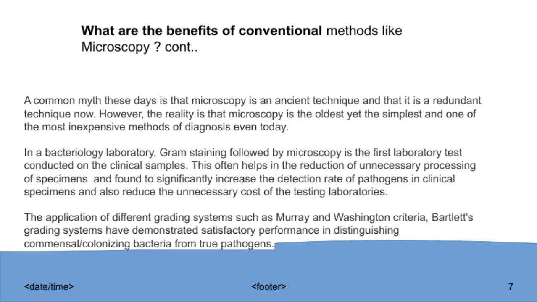Additionally, we have grading systems like Murray and Washington criteria or Bartlett's grading system. These tools help us differentiate between bacteria that are just colonizing or harmless and those that are true pathogens causing disease. By applying these standardized methods, we improve our diagnostic accuracy, which is crucial for effective treatment. So, despite the advances in molecular techniques, microscopy remains a fundamental, practical, and valuable tool in microbiology. It connects to the overall theme of emphasizing the importance of traditional methods in modern diagnostics.